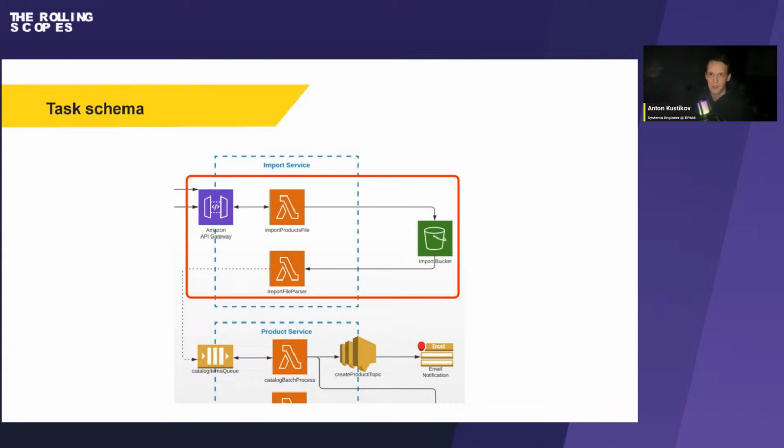Both of these Lambda functions will be linked with our S3 bucket. The first Lambda function will ask our S3 bucket for the signed URL, which we will use to upload the file into the S3 bucket. The second Lambda function will be triggered by the event from the S3 bucket, which will be the appearance of a new file in the bucket. Every time we put something in the S3 bucket, this Lambda function will be triggered, and it will take this file and parse it.